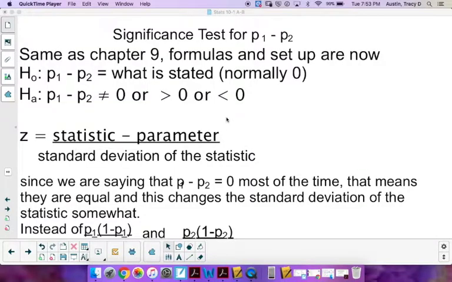Okay, so we've done quite a bit of practice on confidence intervals. We're going to go ahead and do some work on significance tests with the exact same type of process. We're dealing with a difference of proportion.